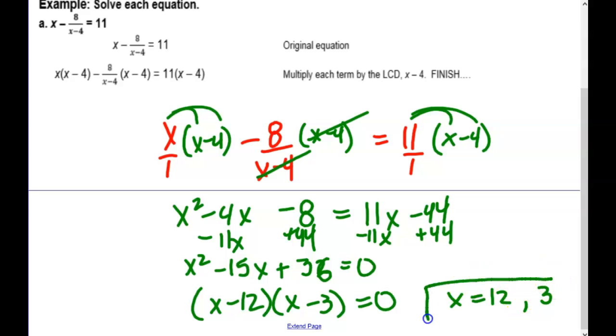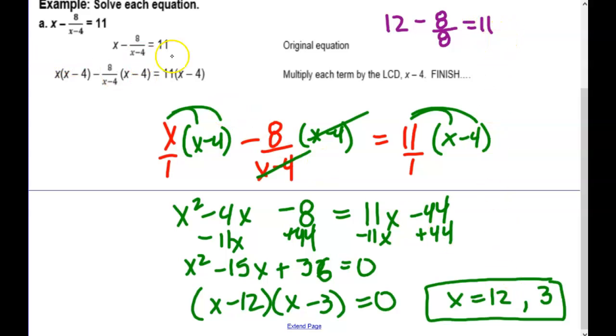So both of these would work. Now, if you went back and plugged them in at the beginning, it's very time consuming. You would have 12 minus 8 over 12 minus 4 would be 8. Does that seem okay? 12 minus 1 equals 11.